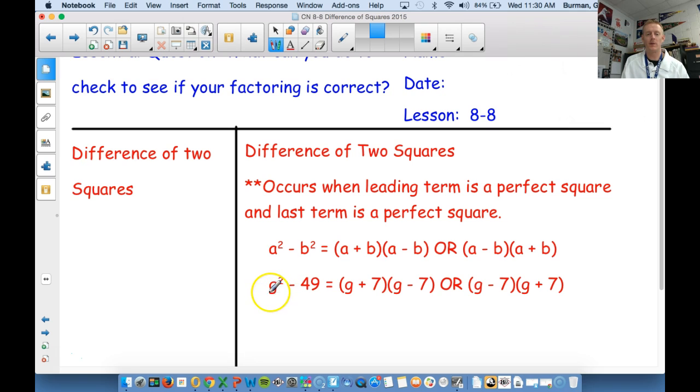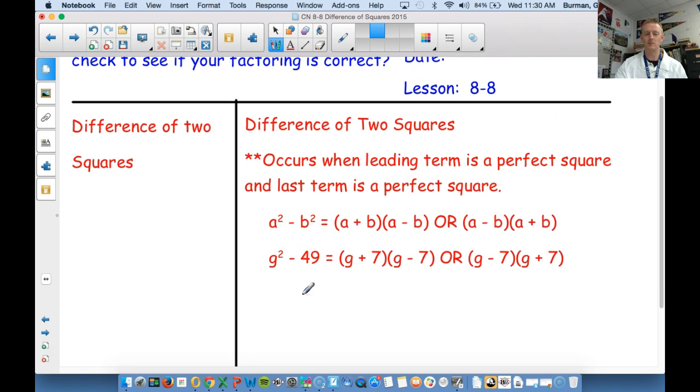So for example, g to the second minus 49 turns into a g plus 7 and a g minus 7, because g times g makes a g squared, and because this is a difference of squares, a 7 times a negative 7 makes a negative 49. Now those inner terms, when we FOIL, get canceled out, so they don't get written down, because they make 0 g's when we're all said and done. All right, so with that pattern, we're going to start with our examples.